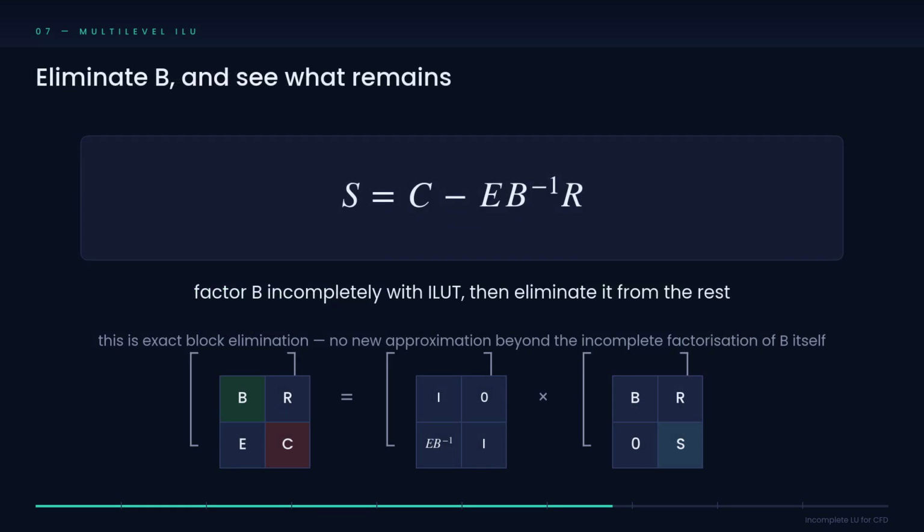Now factor only B incompletely with ILUT, and B is safe by construction because we chose it that way. Then eliminate B from the rest of the system. What is left over on the deferred unknowns is the Schur complement, C minus E times B inverse times R. This is exact block elimination. No approximation yet beyond the incomplete factorization of B itself.